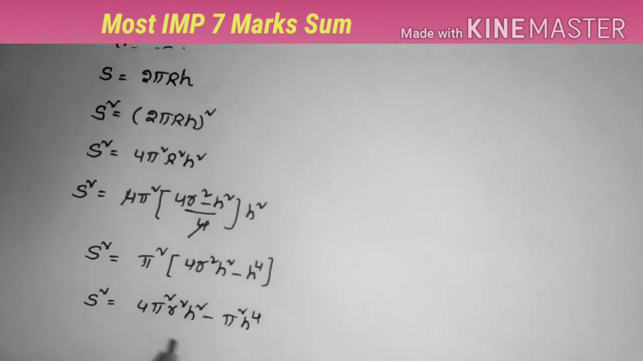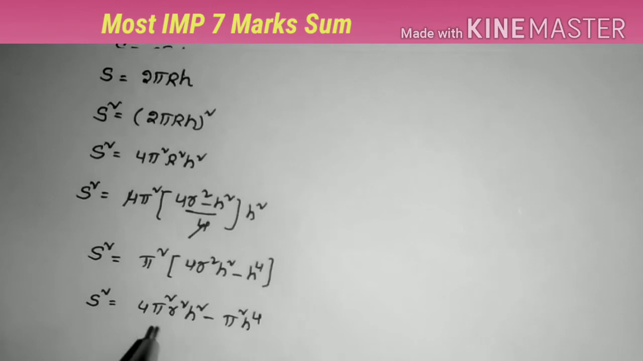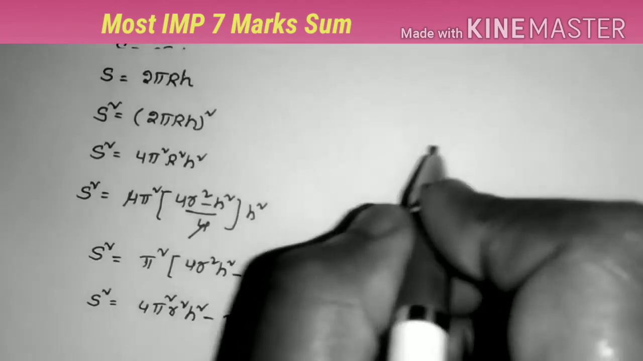But see here, this is a function in terms of h. Here r is a constant and this is the function in terms of h.